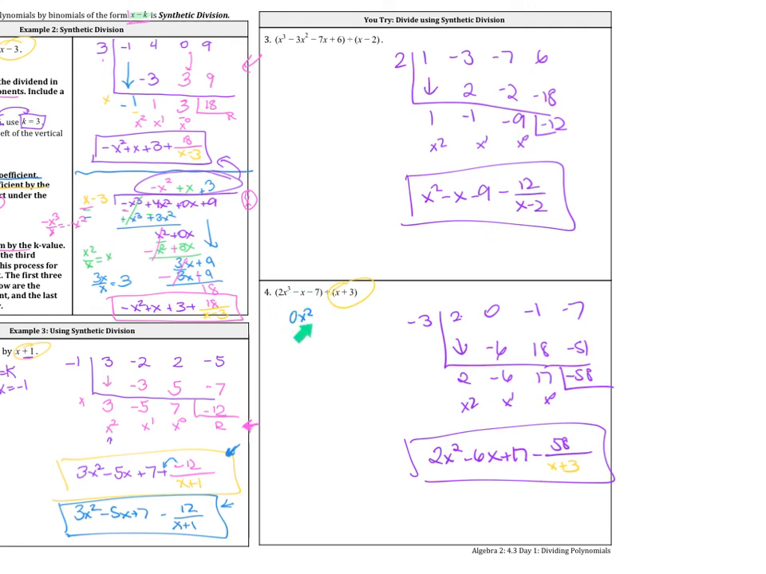Here you have to remember the missing term, 0x squared. So make sure you add the missing 0 here. This should be a negative 3 here. Bring down the 2 and then you multiply through. Be careful of your signs. Your remainder is negative 58, so that's your remainder, then x0, x1, x2. So your answer is 2x squared minus 6x plus 17 minus 58 over your divisor of x plus 3.